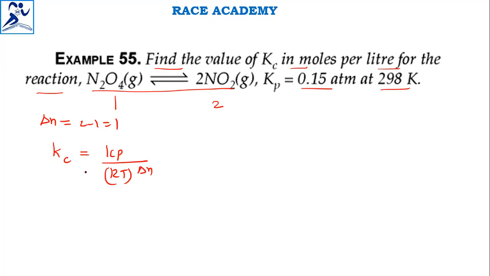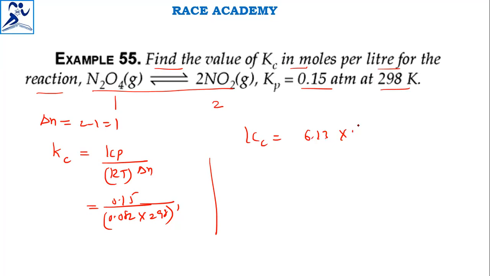So in such a case, the Kp value we can directly write as 0.15, which is given in the problem. The R value we know is 0.082. The temperature given in the question is 298 Kelvin, whole power delta N, which we got as 1. Upon simplification, we get the Kc value as 6.13 into 10 to the power of minus 3 moles per liter. So this is the Kc value for this question.